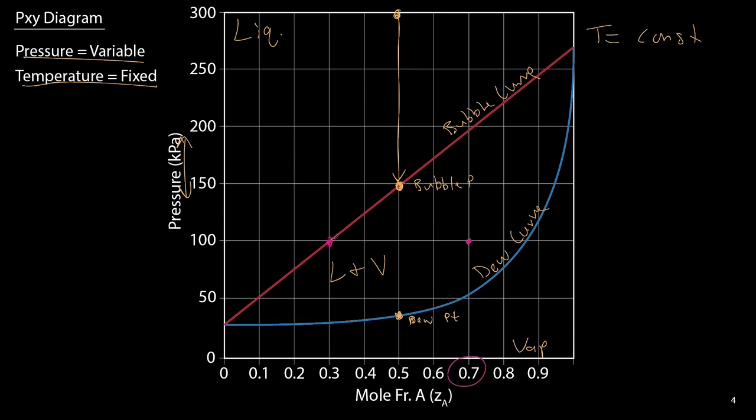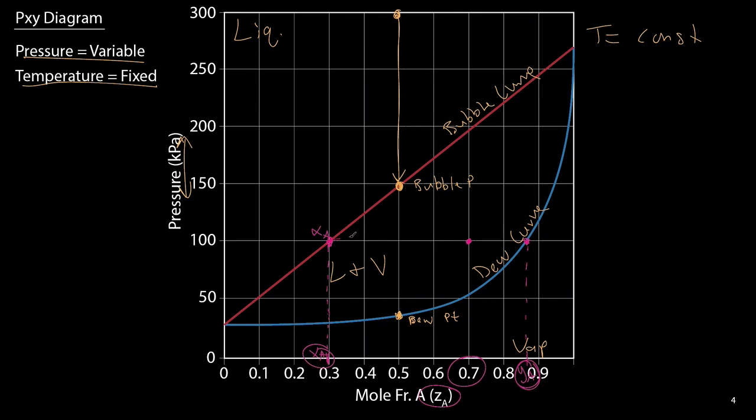So right here, this would give us X of A, and over here, this would give us Y of A. Now, for a quick consistency check, this makes sense because A, recall, is the more volatile component. So it's the one that wants to vaporize in this particular binary mixture of A and B. So that makes sense then that you should have more of A in the vapor phase than you do in the liquid phase because it's the one that wants to evaporate.